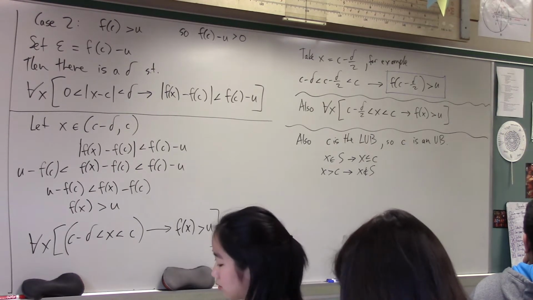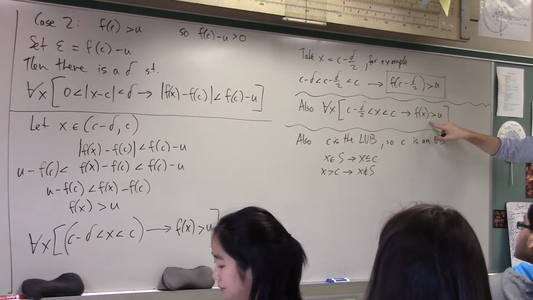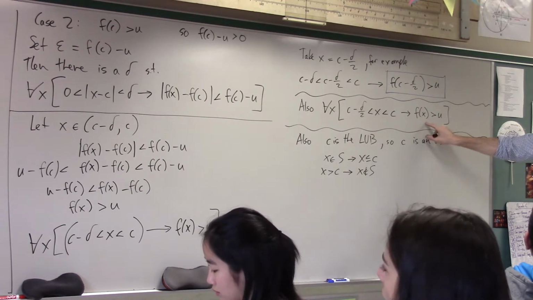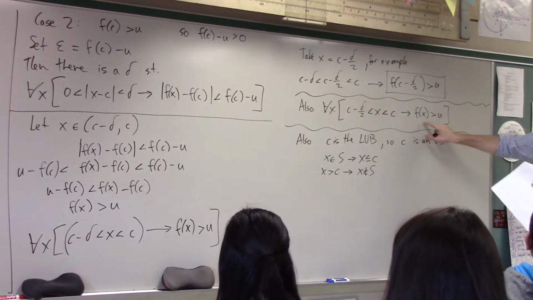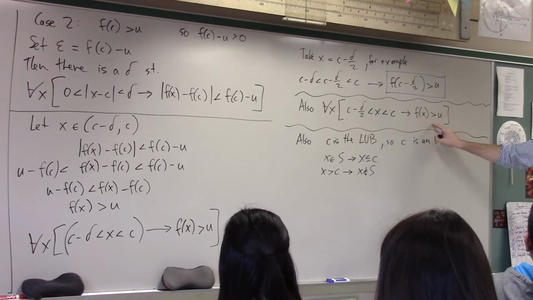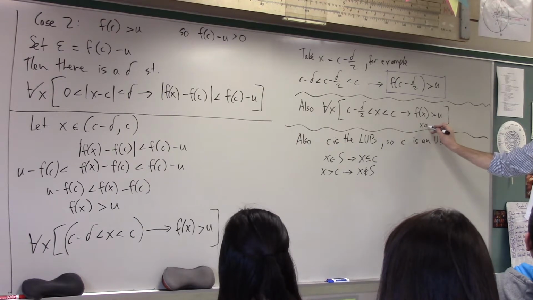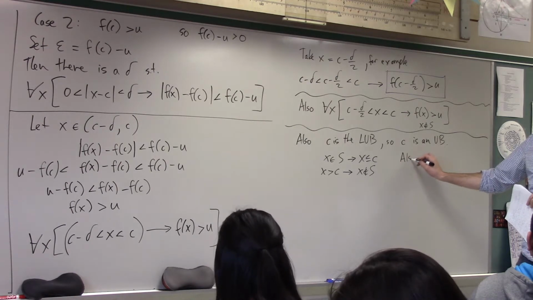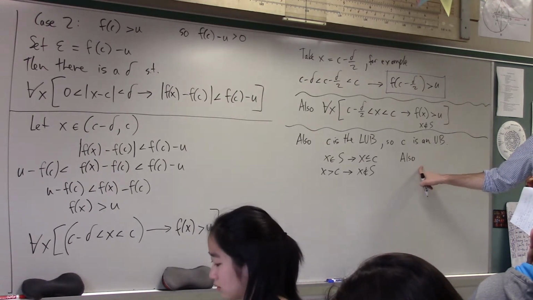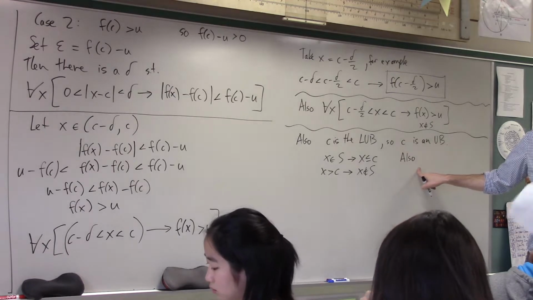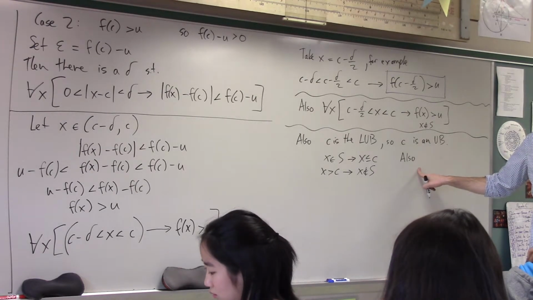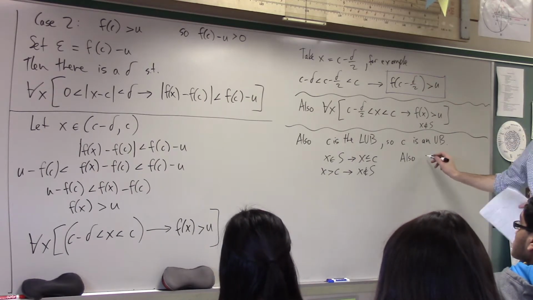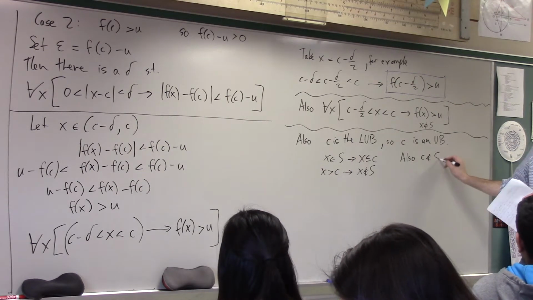And what does it mean to be in S again? It means that you land less than u. So if f of x is bigger than u, another way I could write this consequent is to say x is not in S. Also, of course, c itself is not in S, because my assumption in this case is that f of c is bigger than u. So within this case, c is also not a member of S.